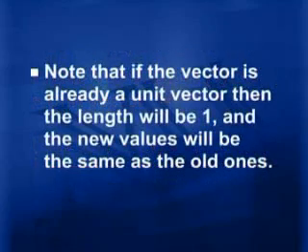Now please note that if the vector is already a unit vector, then the length will be 1 and the new values will be the same as the old ones, because dividing anything by 1 is going to result in the same thing. So x over 1, y over 1, z over 1 would actually result in the same x, y, z. So the process would be redundant if we try to convert that vector into a unit vector, but it would not be harmful. It would leave us again with a unit vector.